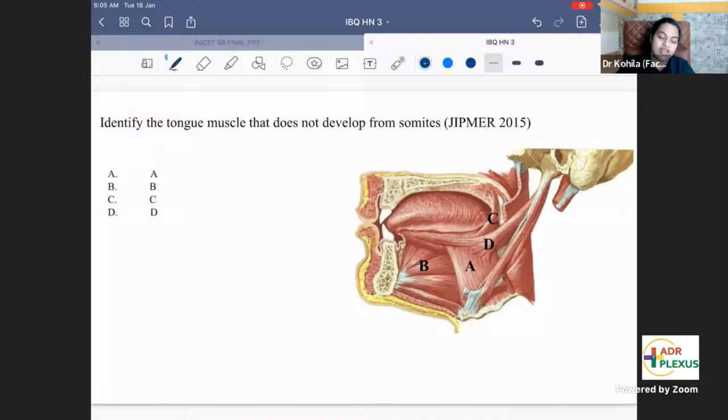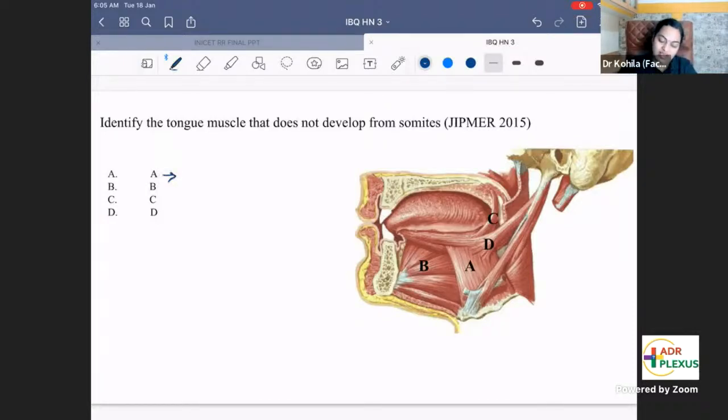Which muscle does not develop from somite? Which do you think is the right answer? Option A, B, C, D. Yeah. Very good, Dr. Esther. I saw you writing the option C. Okay, now we'll identify the muscles right now.